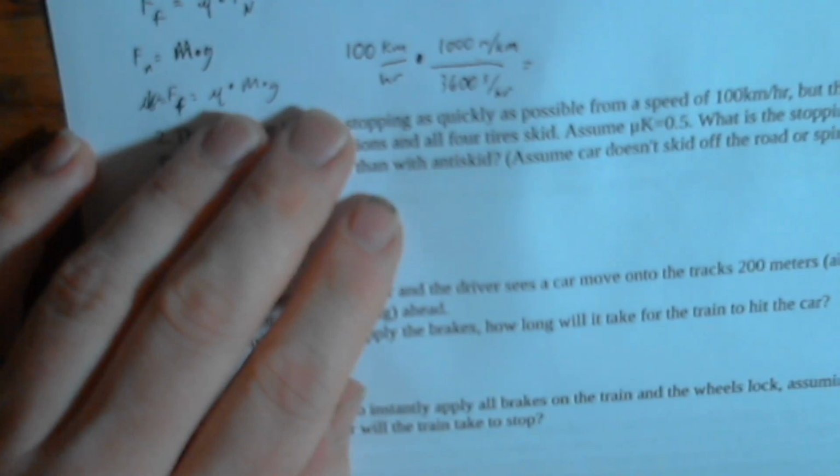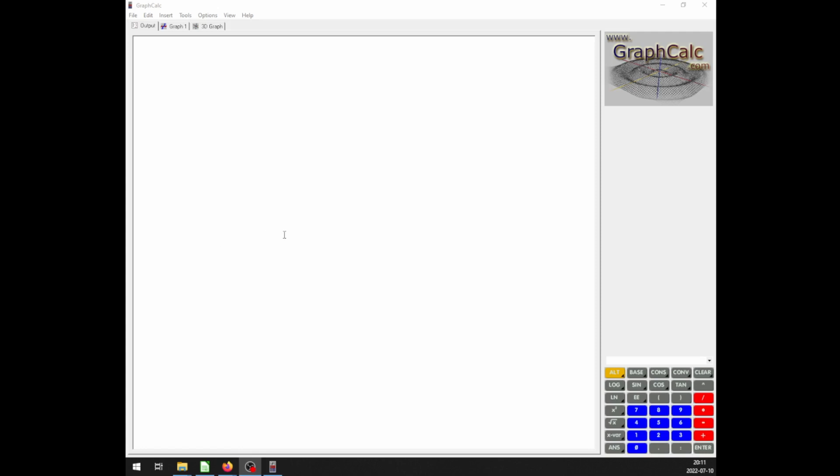Does anyone want to punch that in? Actually, I'll just do it on my calculator here. So we have 100 times 1,000 divided by 3,600. So that gives us 27.7. We'll just call it 27.8 for rounding. You notice 2 sig figs, but we'll just use 3 sig figs for this part.